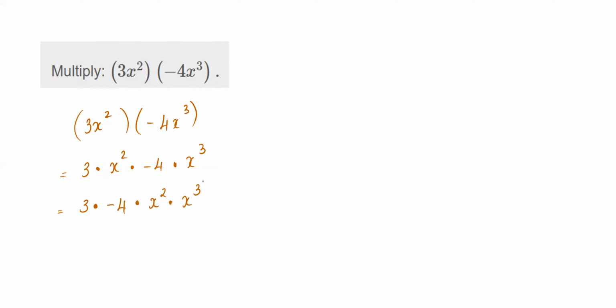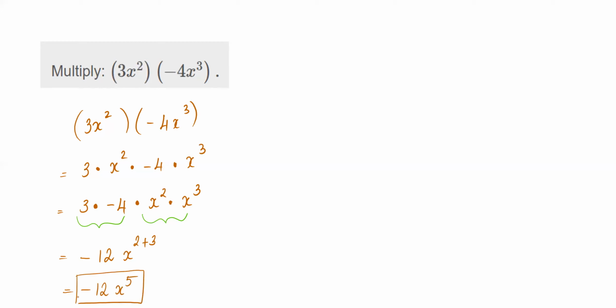So what I did was I grouped the numbers together, and I brought the x's together because it's easier to combine them that way. 3 times -4 can be multiplied together because they're numbers. Gives us -12. What about these two? X power 2 times x power 3. Two x's, same base with different powers that are being multiplied, which means we use the product property, which asks us to add the powers. So 2 plus 3. One more step, we get -12 x power 5. That will be our answer.